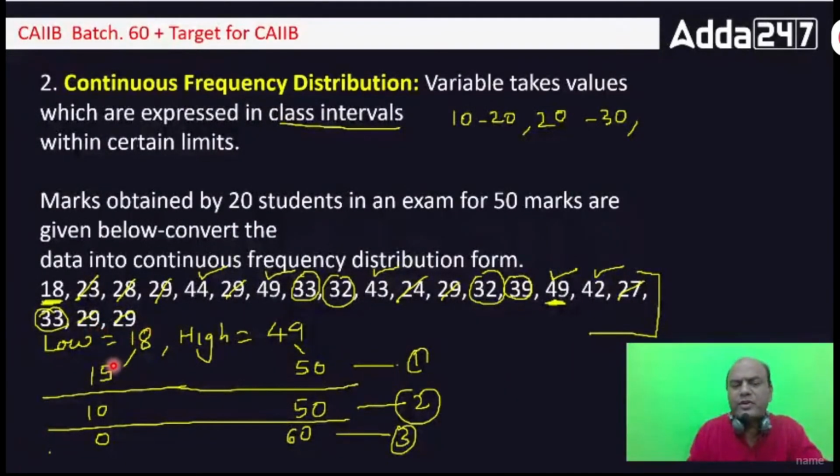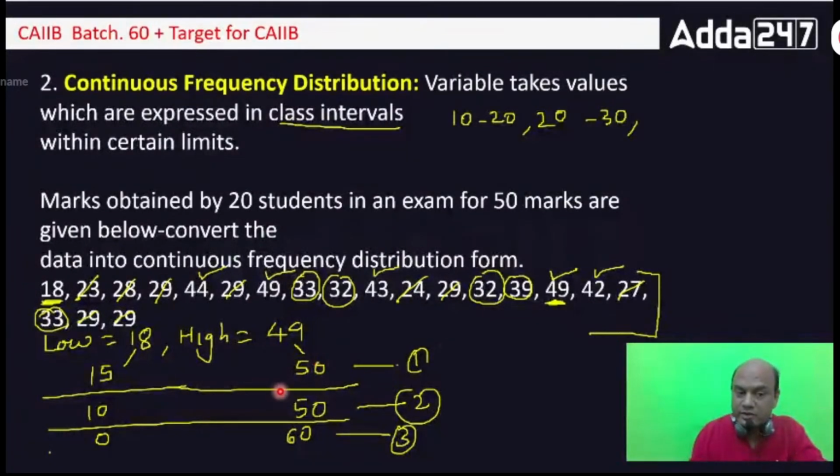So I can start with 15 also. Sure. 18 is there, so I can take a gap of 5. So 15, 20, 25, 30, 35, 40, 45 and last is 49. So 50. So I can take it 15 to 50. 18 will convert, means I'll take this starting as 15 and convert 49, I'll take it as 50.